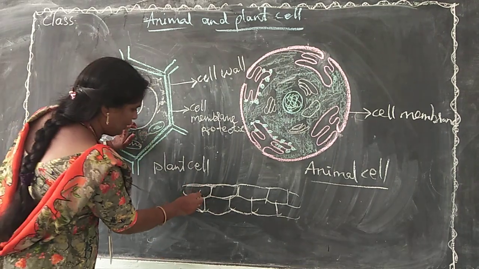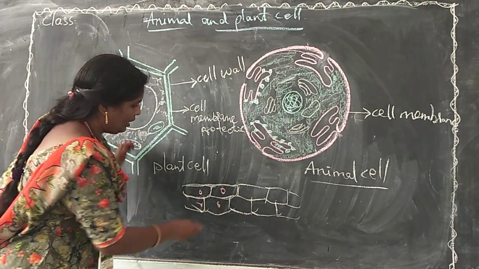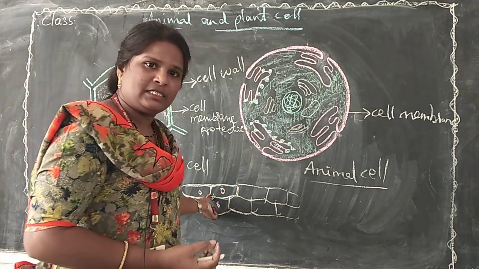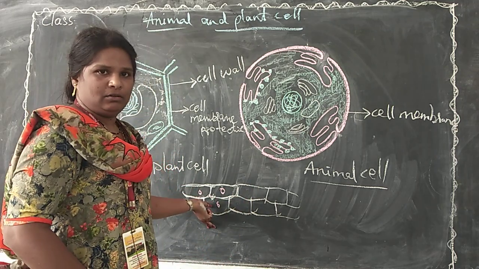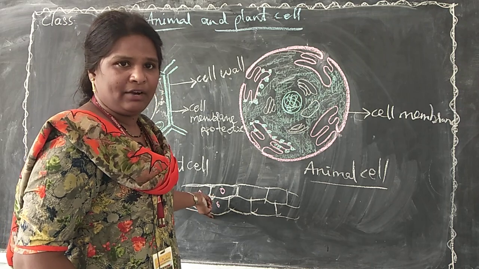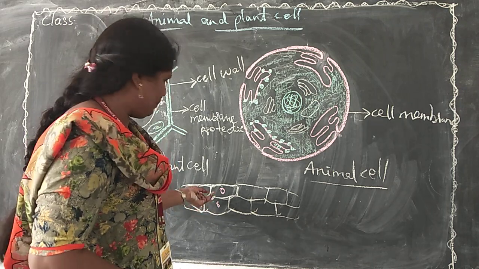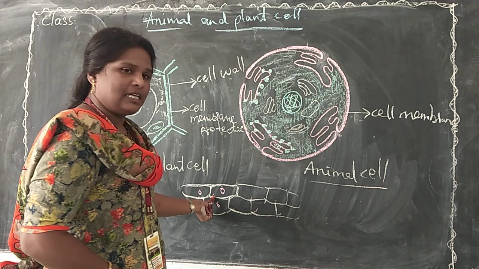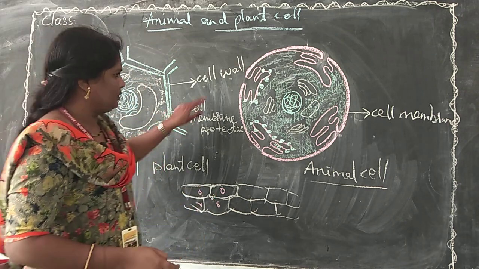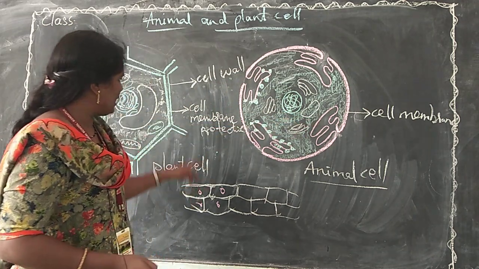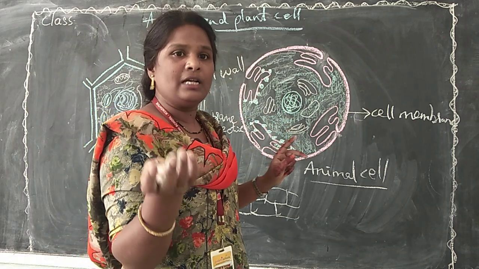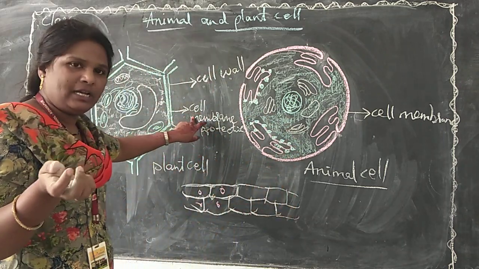These cell walls protect the cells, and they allow some useful substances inside the cell, such as water and minerals. You know the plant needs water and minerals for preparing its food. For that purpose, the cell wall and the cell membrane will help. In both the plant cell and the animal cell, the cell membrane helps to transport material into the cell. This is the work of the cell membrane.